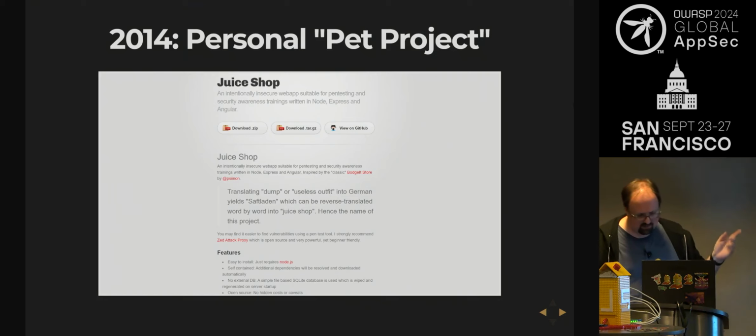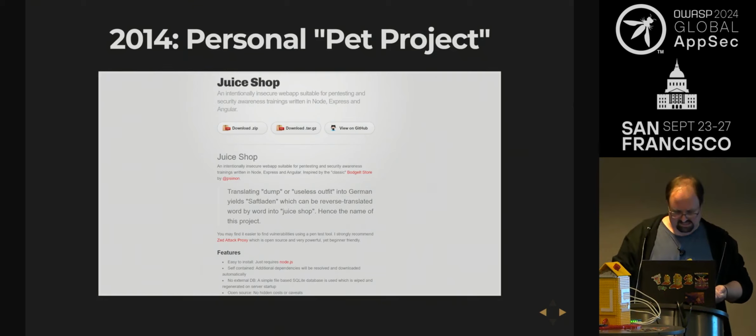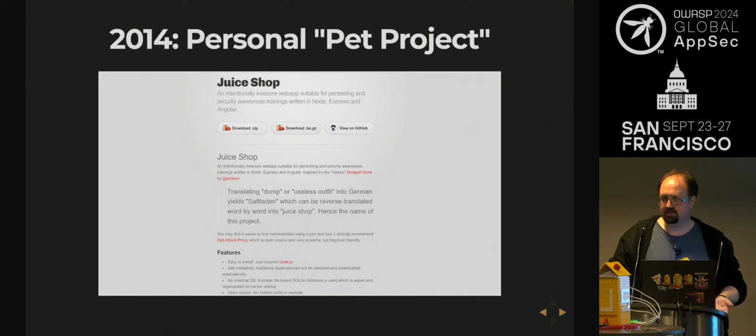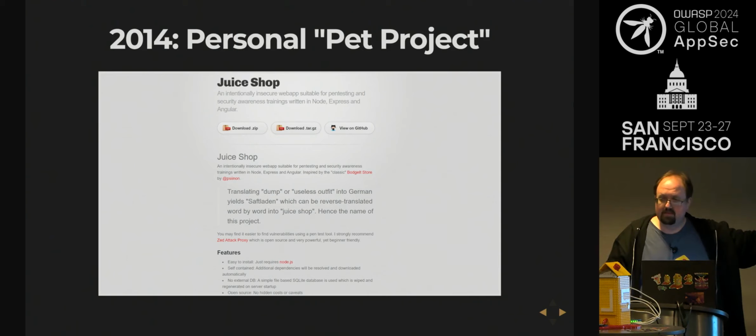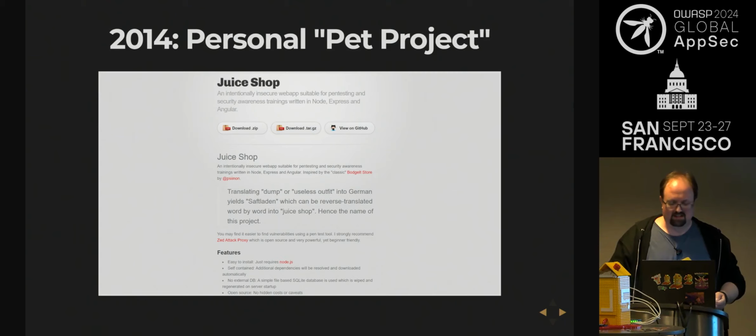So when I created the Juice Shop in 2014, it was a completely personal pet project. So it lived under my own GitHub account. This was the website, so basically just a generated GitHub page. Pretty ugly, but what can you do? It wasn't the main focus.